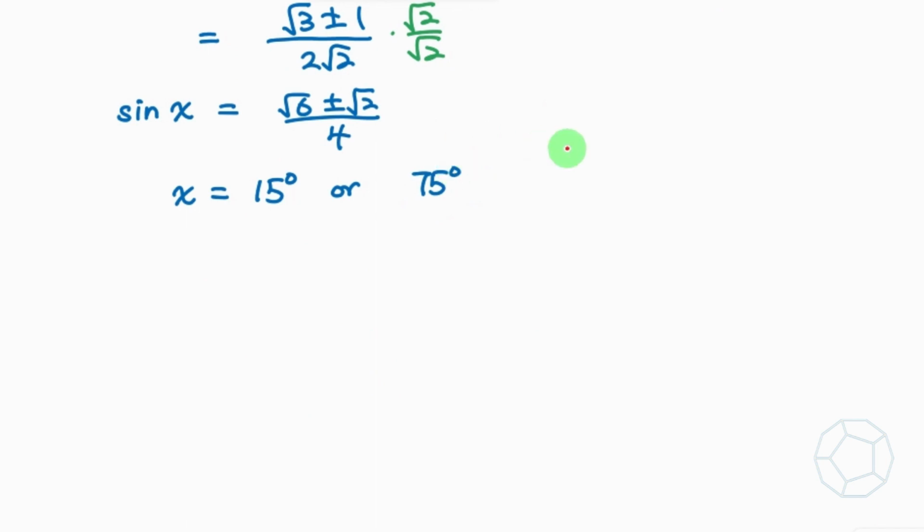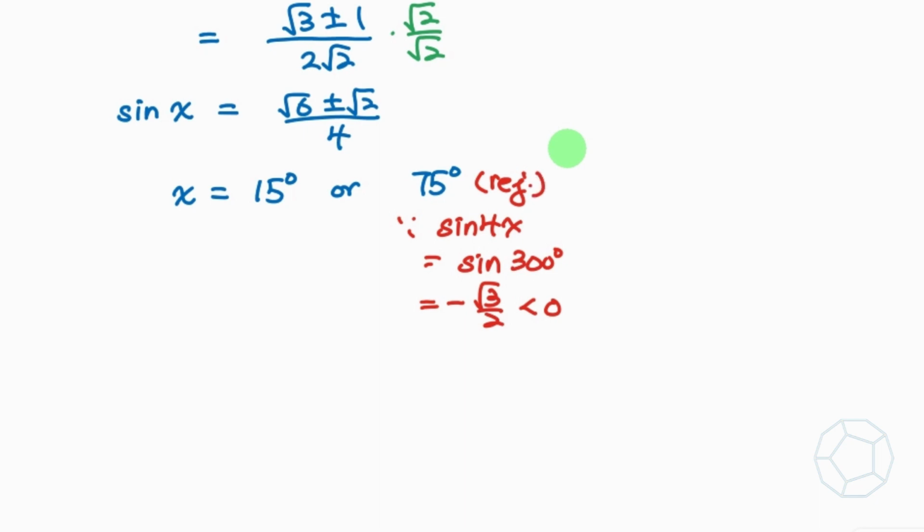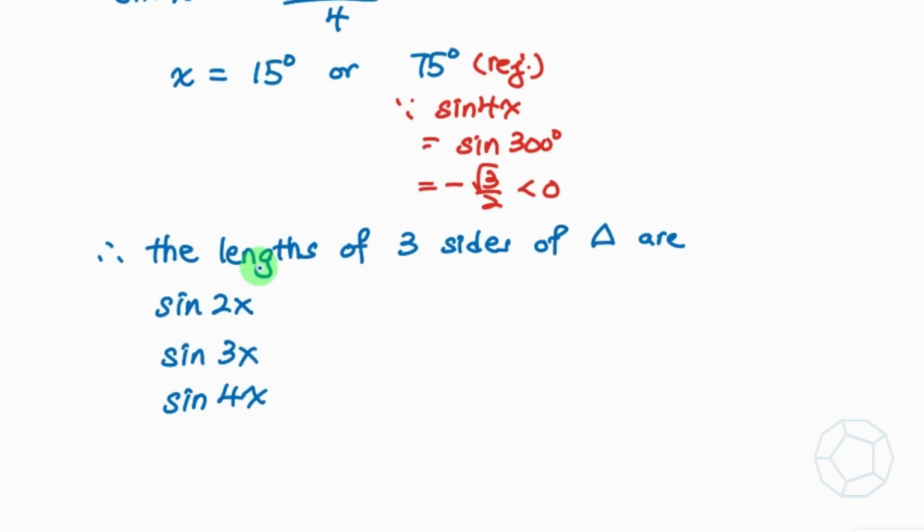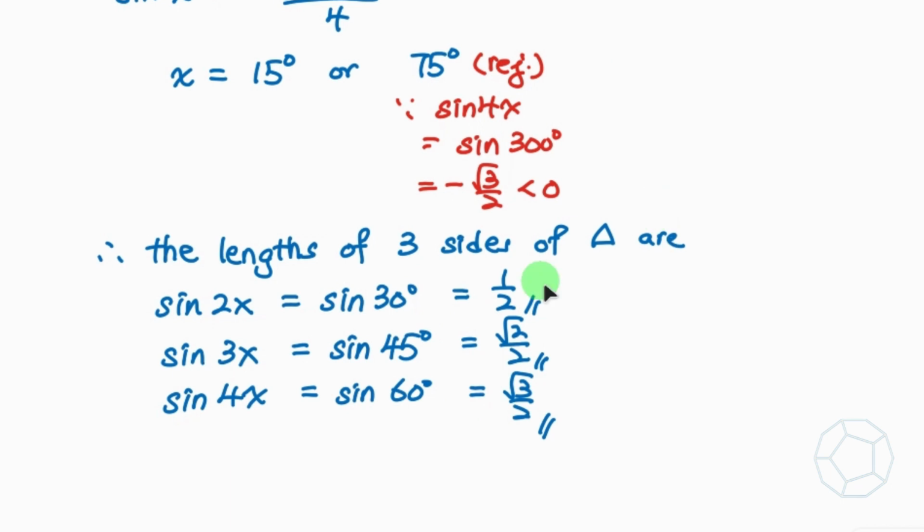Again, the value 75 degrees is too large because sine 4x, the hypotenuse, is equal to sine 300 degrees, which is minus root 3 over 2. Again, this is negative. So 75 degrees is rejected. Finally, putting x equals 15 degrees to find the lengths of the three sides of a triangle, which are sine 2x, sine 3x, and sine 4x, then we get sine 30 degrees, sine 45 degrees, and sine 60 degrees. We have these special angles, and the values are 1 over 2, root 2 over 2, and root 3 over 2.